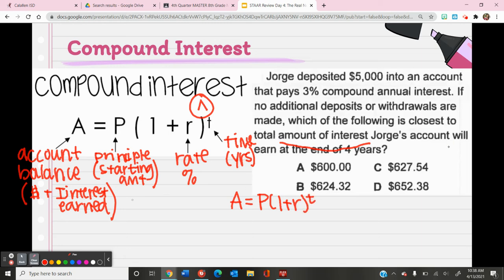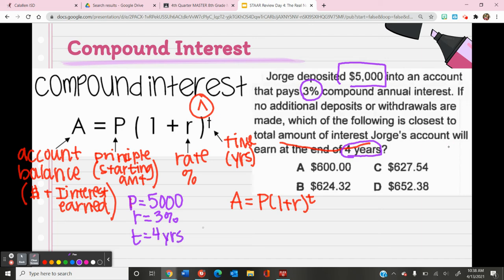So let's identify our principal, rate, and time. In the question, my principal, again, is your money. My money here is $5,000. So P equals 5,000. Then my rate is my interest rate, my percent, and that is 3%. And then we have my time, which is the amount of years. So that's 4 years. Now it's very important to remember that if you ever get the time in months, you have to divide the amount of months by 12. So if this said 48 months, you would divide it by 12 to get the amount of years. And you're dividing by 12 because that's the amount of months in 1 year.